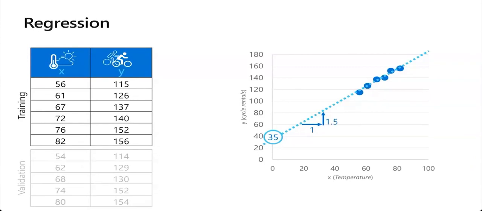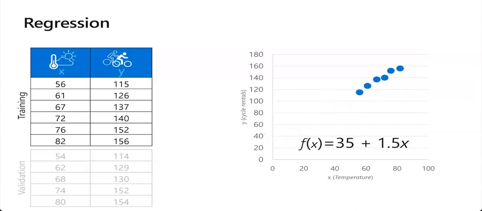Now, I can create a function out of this, and that would be this function. So this is all the math, folks. Don't be scared. This is actually my algorithm already, right? Because it's a function over the temperature, and I can use that. So 35 plus 1.5 times the temperature will be my bike rentals. So let's test it, right? Because now I have my function, and we can test it with the validation data that we held back.